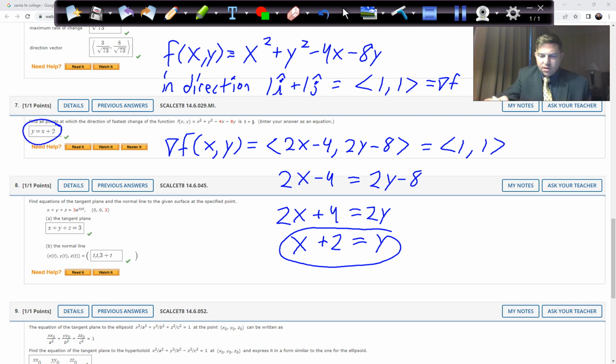Okay, so not too bad. Just a gradient and then setting it equal to the direction vector that they gave us.